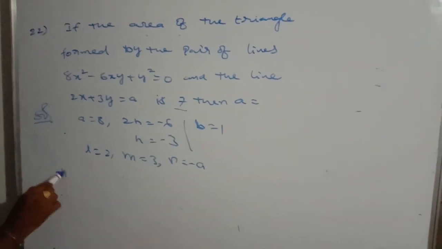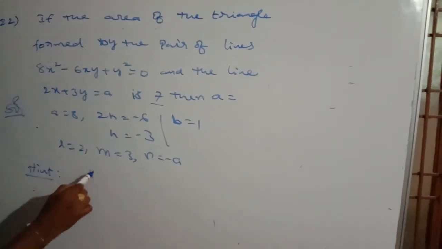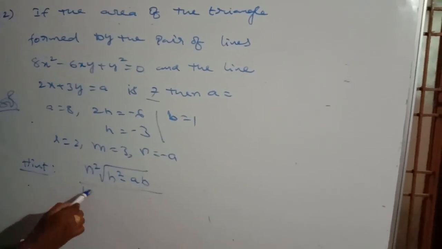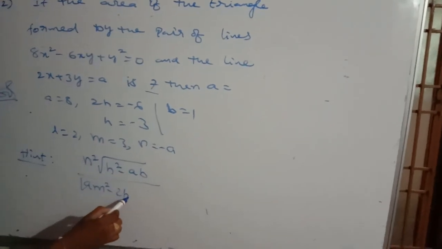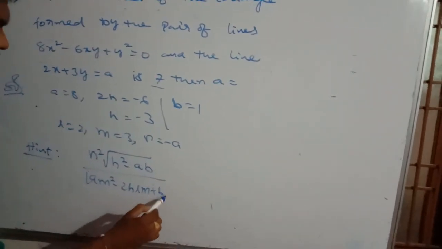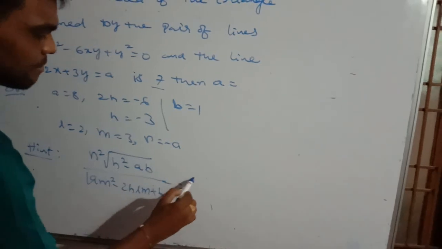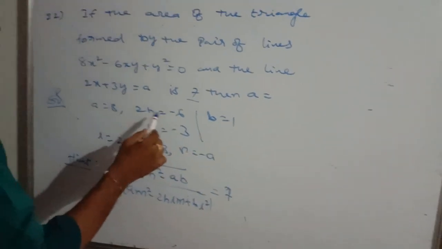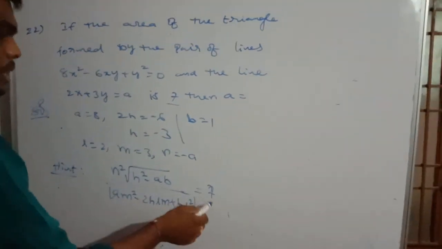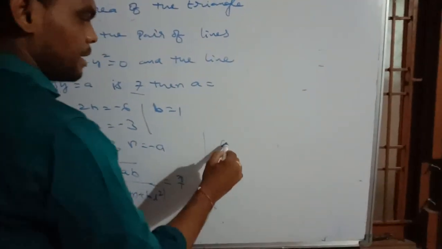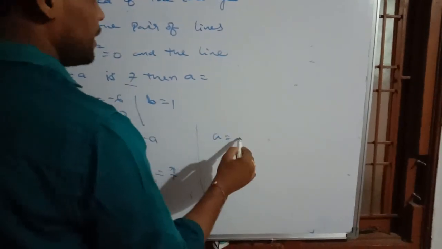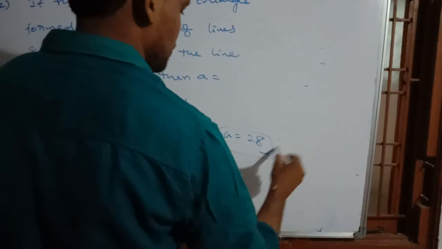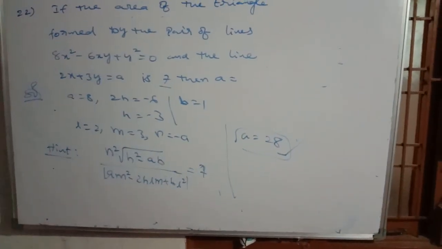Now this is the hint: m square into root of h square minus ab by modulus of (am square minus 2h lm plus bl square) is equal to 7. Here the area of the triangle is 7, and substituting the values in this formula, it is equal to 7. Here a is equal to 28. Now the answer is a is equal to 28. Okay.